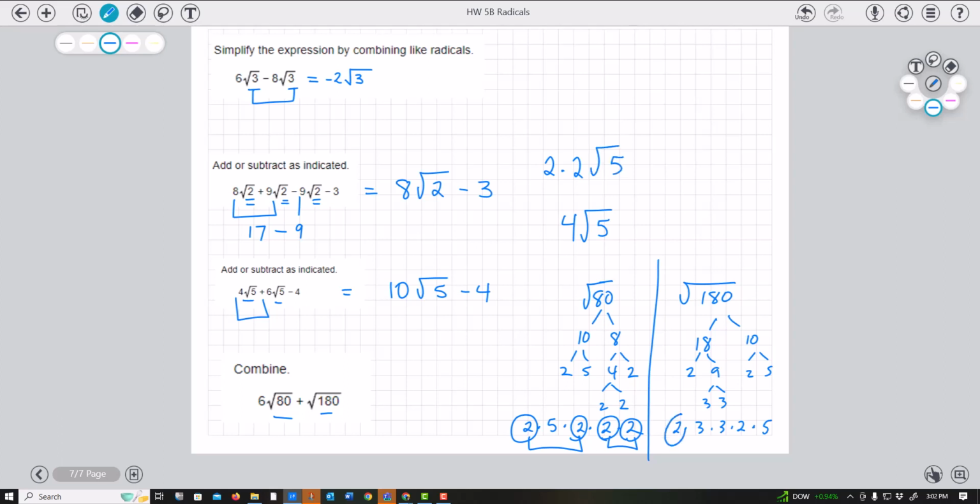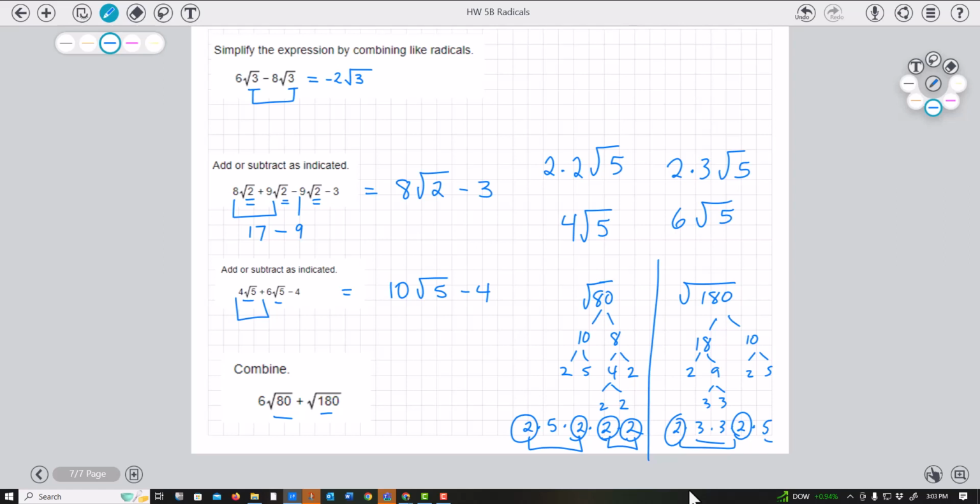Over here, it looks like I have 1 set of 2s, and then I also have 1 set of 3s, and look how nicely what's left works out. So I have 6 square roots of 5.